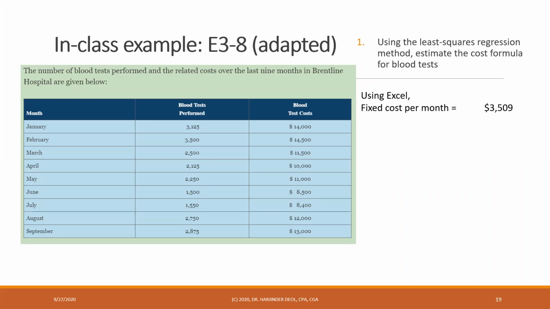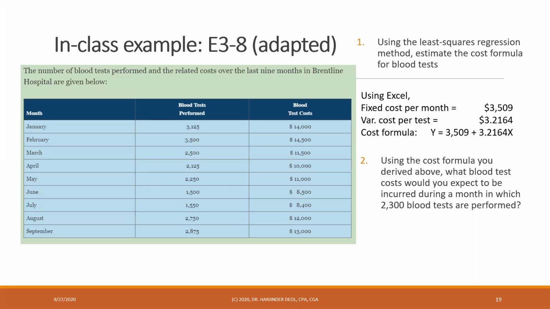So for fixed cost, we will use the formula of intercept. If we apply that formula, then our fixed cost for the month works out to be $3,509. And if we use the function of linest, then our variable cost per test calculated is $3.21. So our cost formula here would be Y equals the fixed cost of $3,509 plus the variable cost of 3.2164 multiplied with the activity level, which is X.